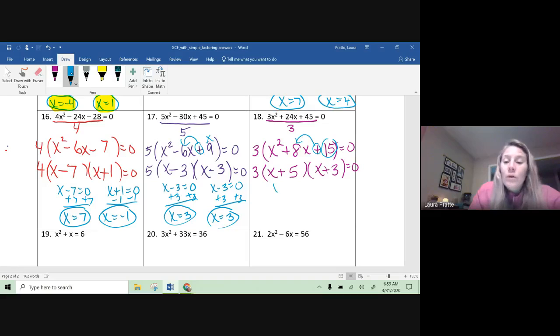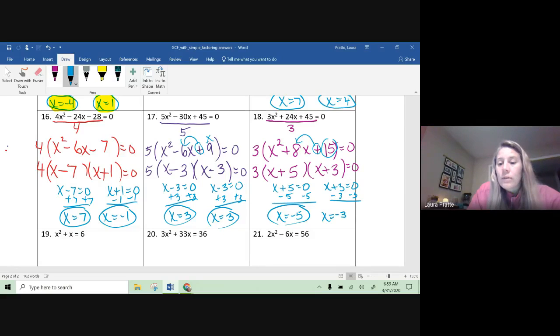And then we would want to solve each of the factors that have our variable using zero product property. So for the first one, we get -5 as our first solution. And for the second one, we get x equals -3.